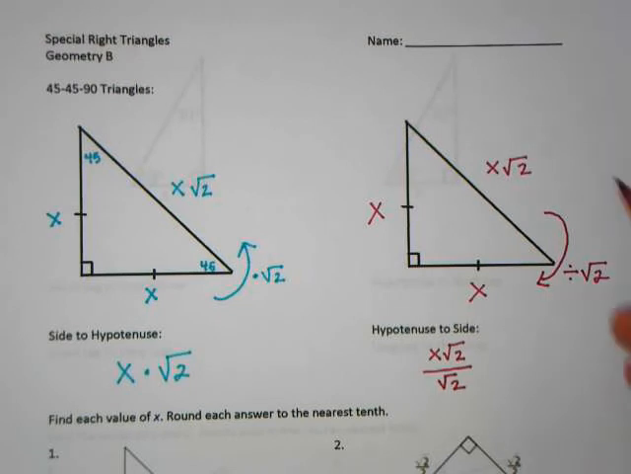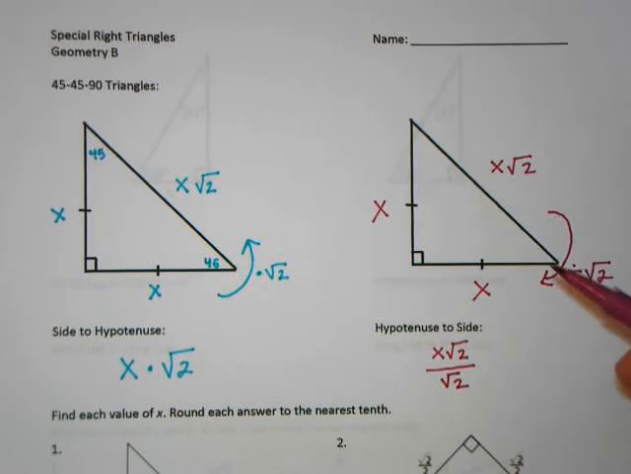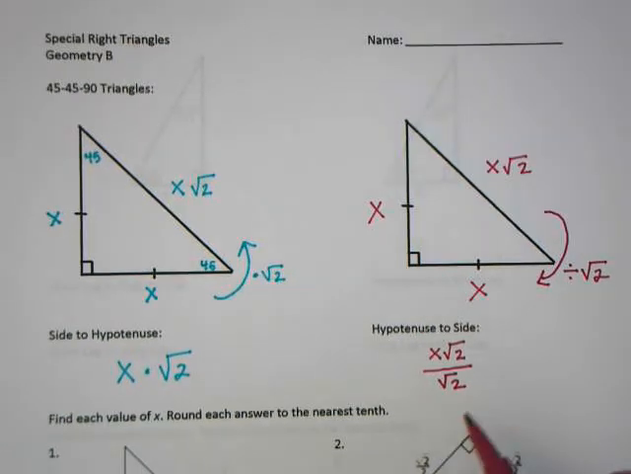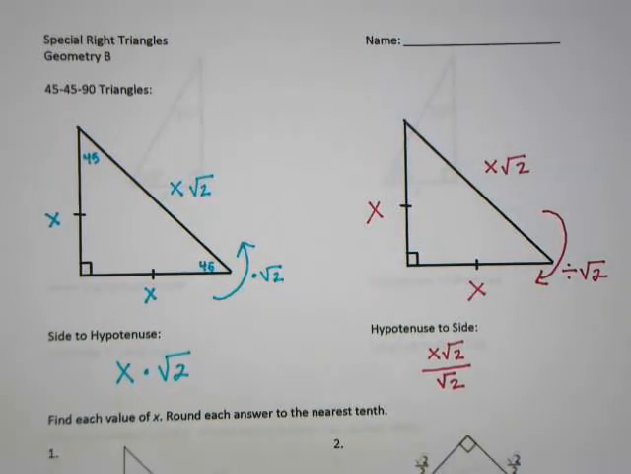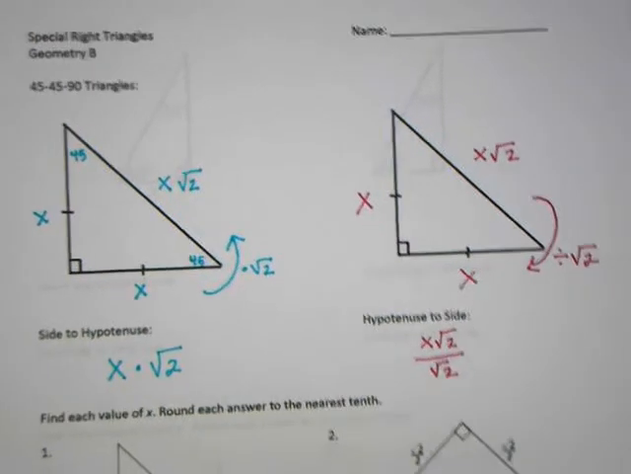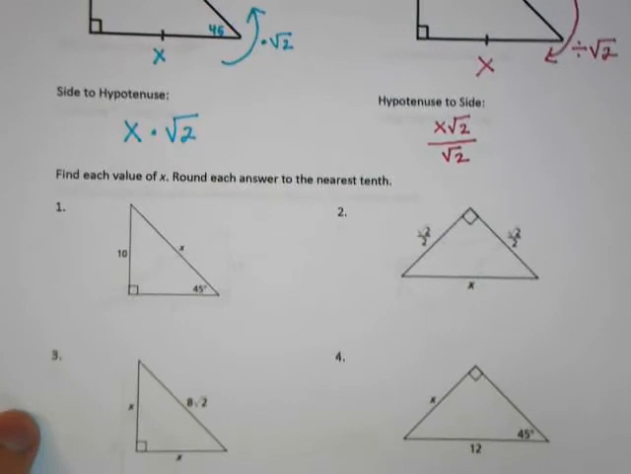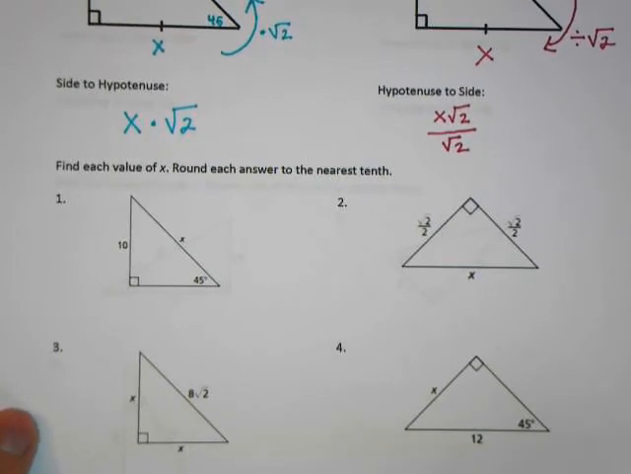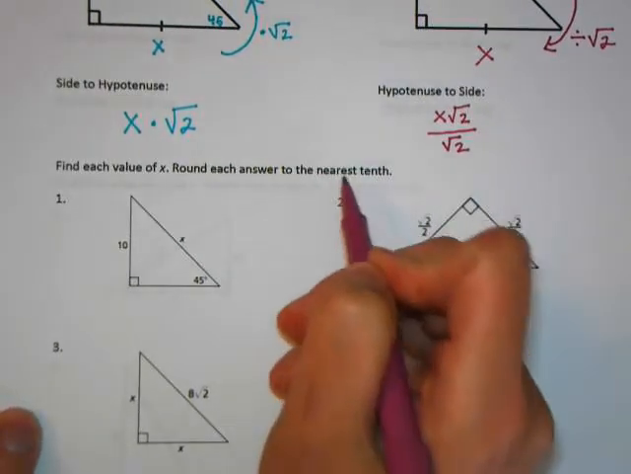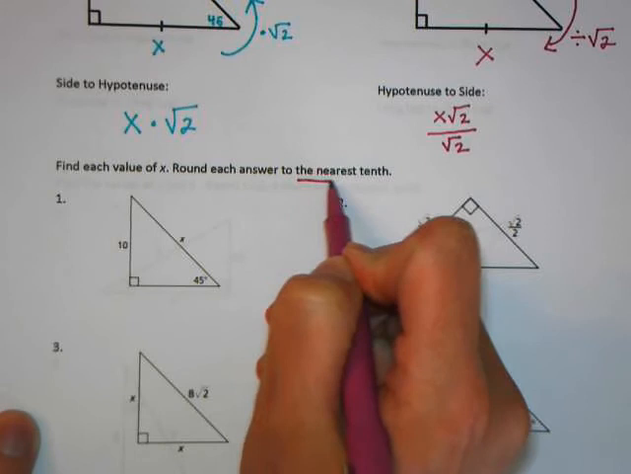Okay, for the sake of these problems, we are going to keep everything in decimals. We're not going to rationalize it out because technically you're not supposed to have the square root of 2 in your denominator. So everything we solve going through this lesson, we are going to put into decimals. Okay, so let's practice how this would work. Find each value of x and we're going to round to the nearest tenth.